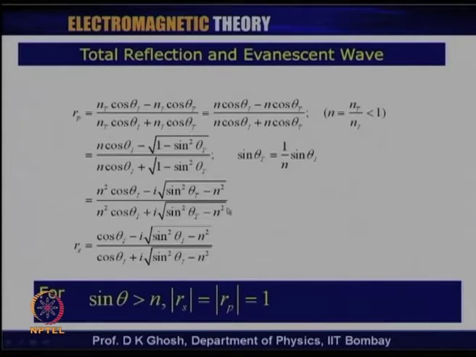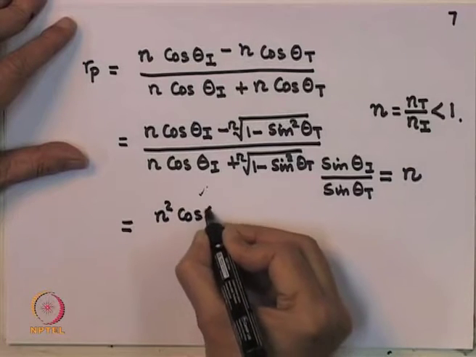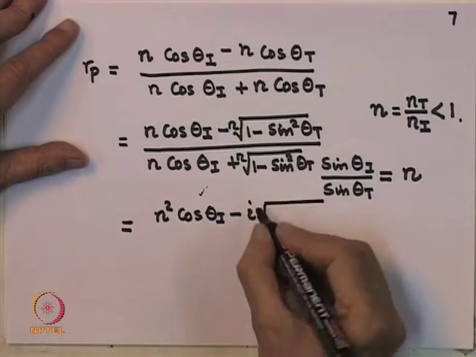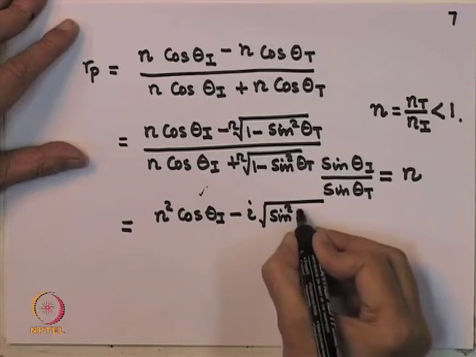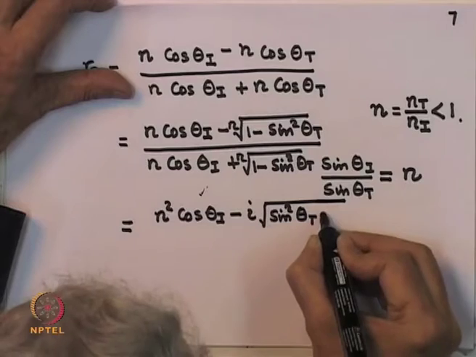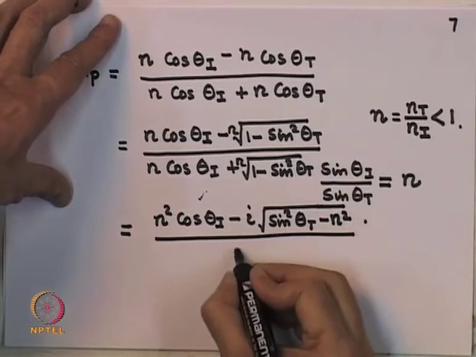So I can think of an angle theta t for which sin theta t becomes greater than n. Now, when that happens, this type of expression gives me an imaginary number. So I rewrite this, if you do a little bit of algebra, it becomes n square cos theta I minus i times root of sin square theta I minus n square, divided by the same thing with the plus.